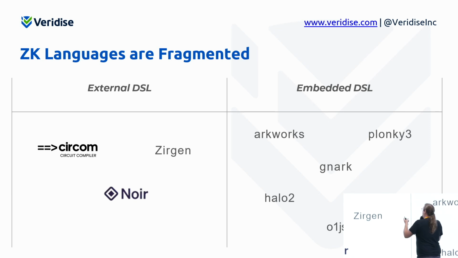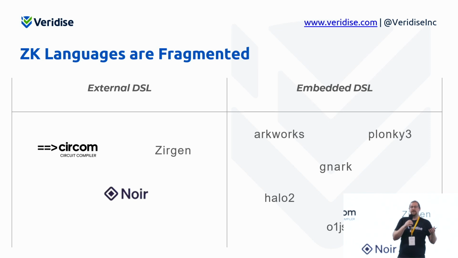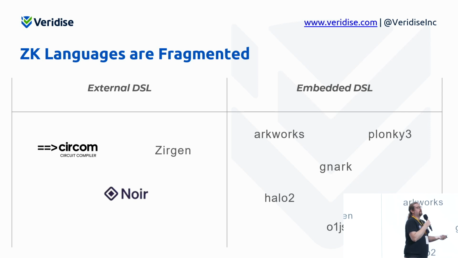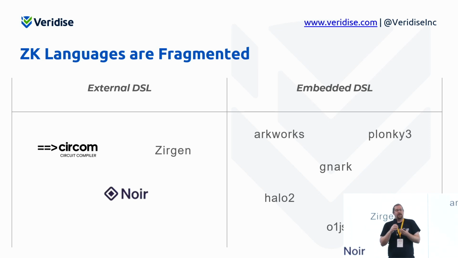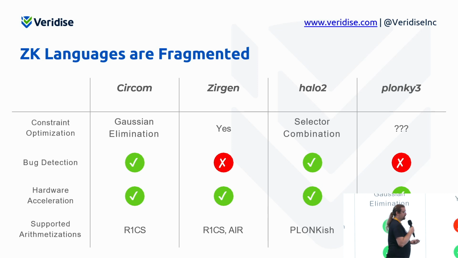So you can see that we have external DSLs, which essentially are DSLs that implement custom languages. They aren't building on top of existing languages. But we also have embedded DSLs where people are building on top of existing languages in the form of libraries like Rust, Go, TypeScript, etc. And part of the problem that we have here is they're sharing very little infrastructure.